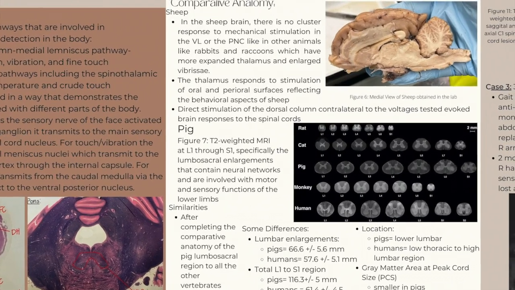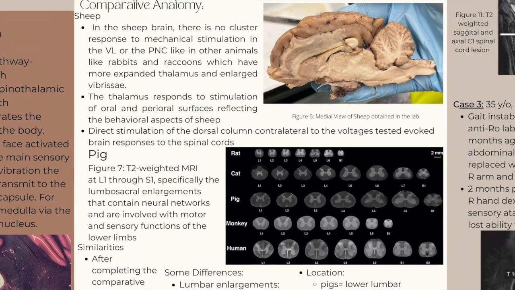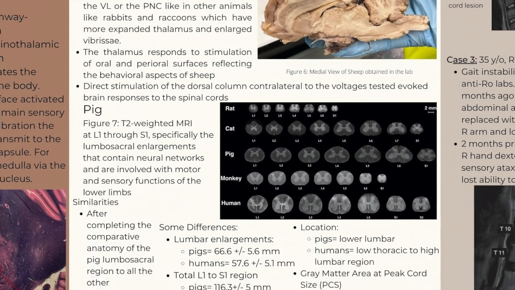Comparative anatomy: we will start off with the sheep brain. There is no cluster response to the mechanical stimulation in the VL or the PNC like in other animals, which have a more expanded thalamus and enlarged fibers. The thalamus is going to respond to the stimulation of the oral or the peripheral surfaces, reflecting the behavioral aspects of the sheep. Direct stimulation of the dorsal column contralateral to the voltage was tested, and it invoked brain responses to the spinal cord. The next animal we chose was a pig.